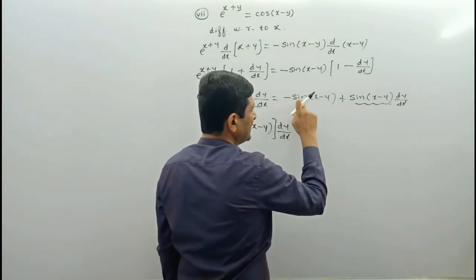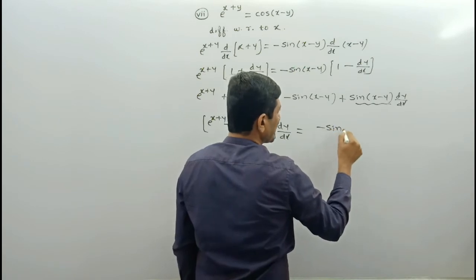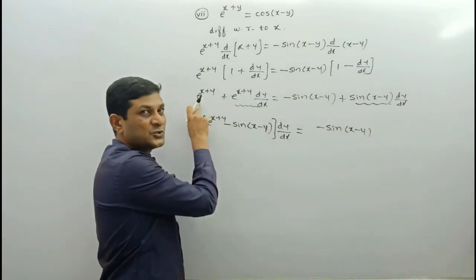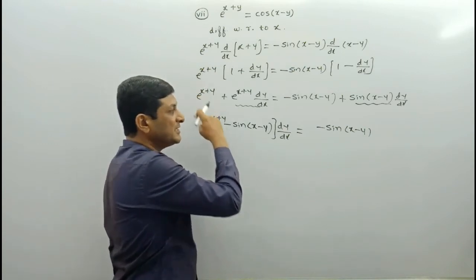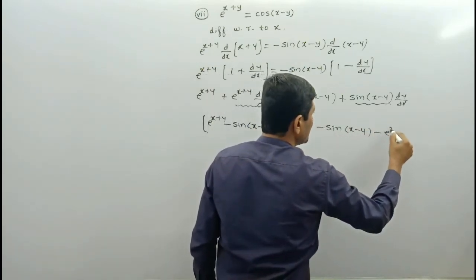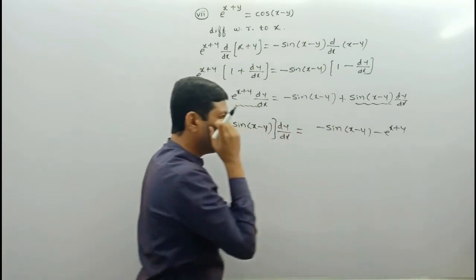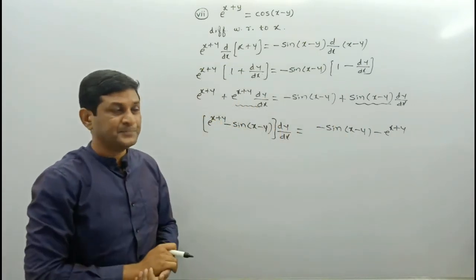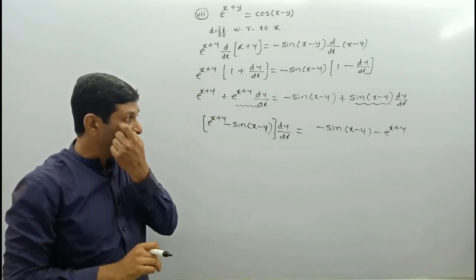So this minus sin x minus y, keep it as it is. So e raised to power x plus y on this side will become minus e raised to power x plus y. We are just using transposition; a positive term on this side will become what? Negative. Now the question is to find out dy by dx.